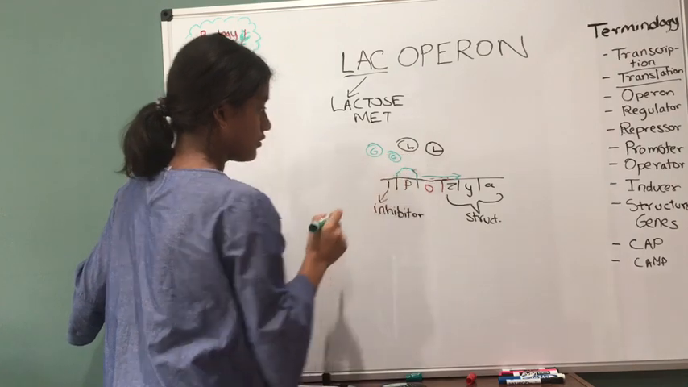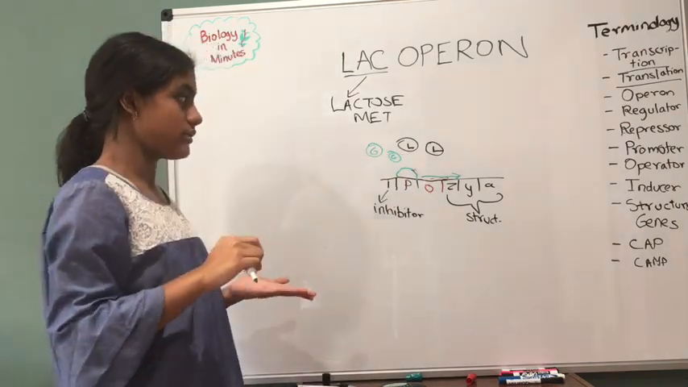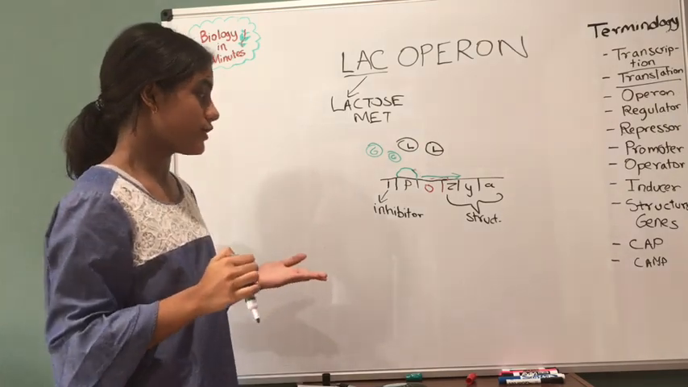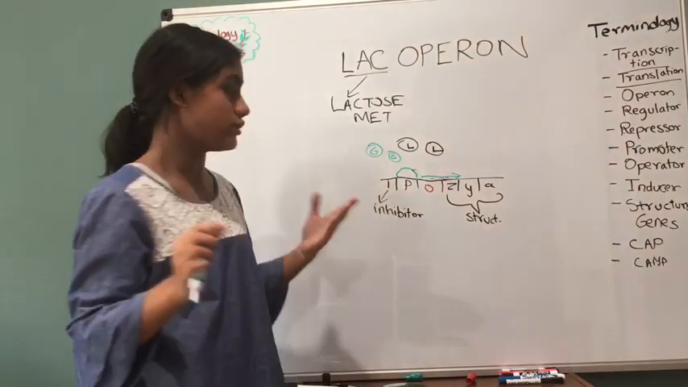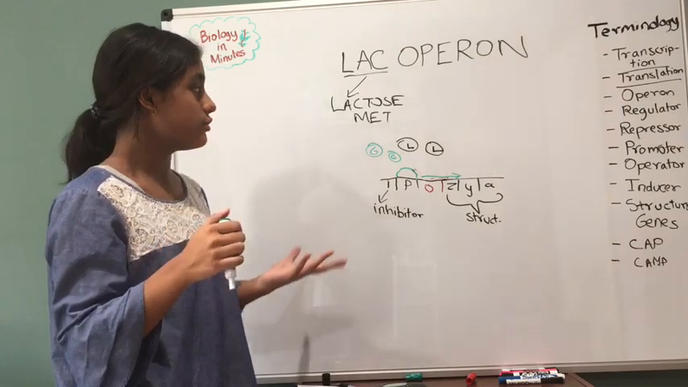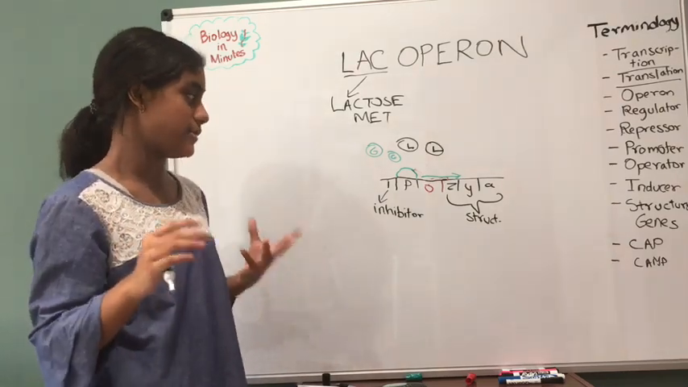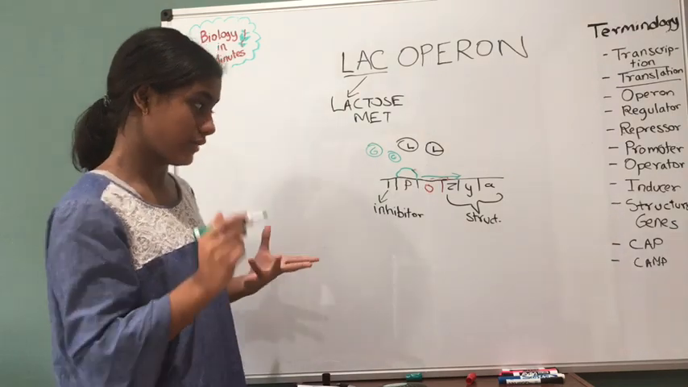Well, since glucose is always the preferred source of energy, the lactose would not be broken down, and transcription of these genes would not occur properly because glucose is the preferred source of energy. There is a scientific mechanism behind that, which we will discuss right now.